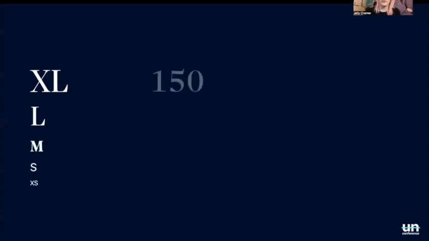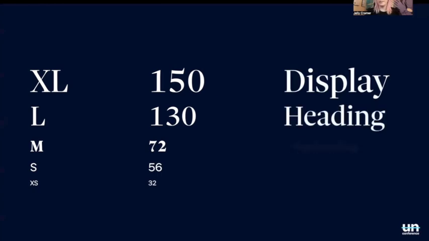So if we look at typography, you could decide to go with t-shirt sizing. So XL, L, M, S, XS. Or maybe numerical values. We got 150, 130, 72, 56, and 32. Another common one is display, heading, subheading, body, and caption. Each of these can work, but it really comes down to how you expect your system to scale and what devices or programs your system will need to service.